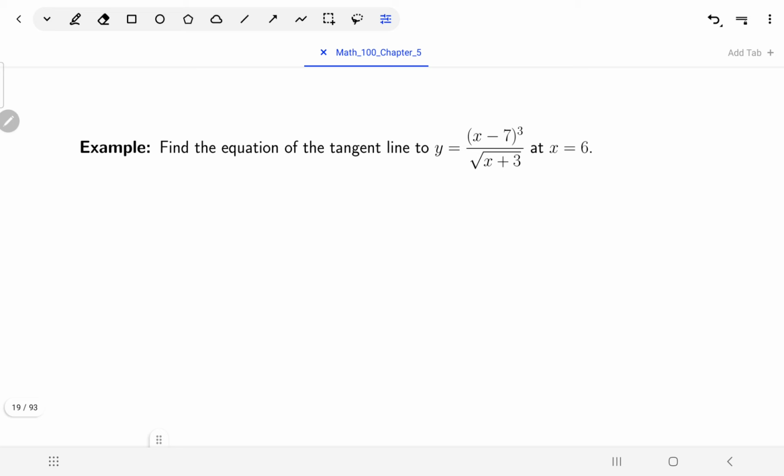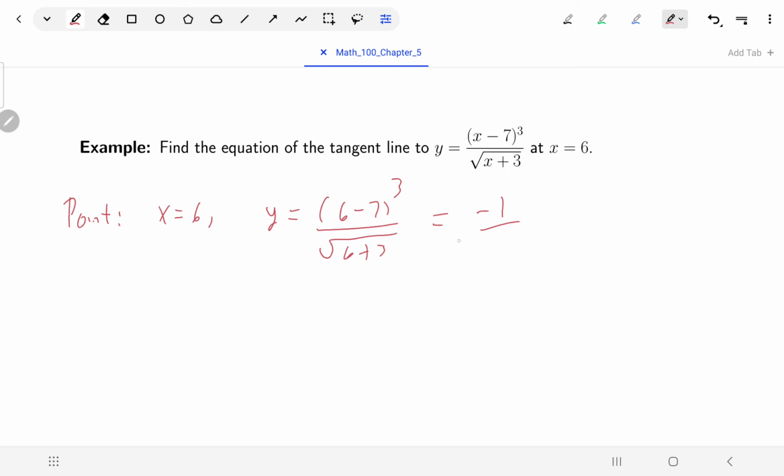So first off, same as before, if you're looking for an equation of a tangent line, it makes sense to find your point. So I'll do that over here and say for the point, if x is equal to 6, then y would be (6 minus 7) cubed over the square root of 6 plus 3. 6 minus 7 is negative 1, cubed is negative 1, and 6 plus 3 is 9, and the square root of 9 is 3. So looks like we'll have negative 1/3. Okay, so (6, negative 1/3) is our point.